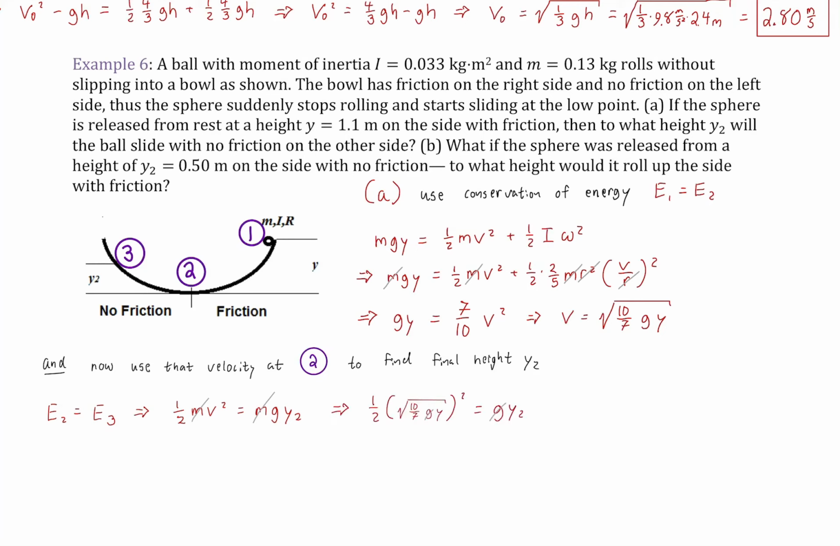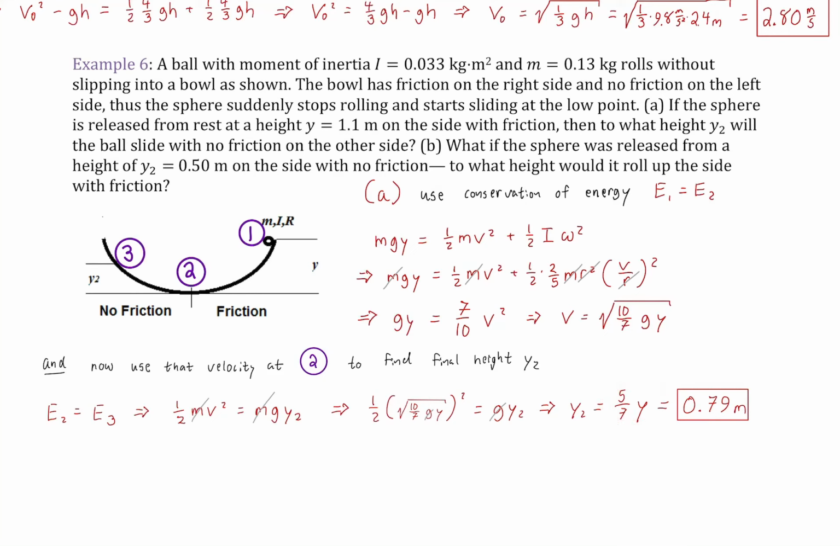All right? And so then we're going to take the velocity that we found, plug it in for our initial velocity at 2, and then have it roll up the hill to some height gh, all right? And I've preemptively canceled out the m here. And so then when I solve for y2, it is only 5/7 of y. So indeed it is lower, okay?